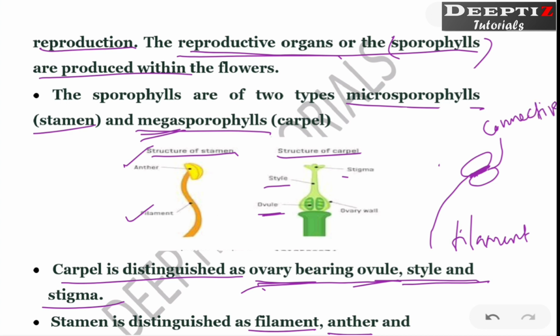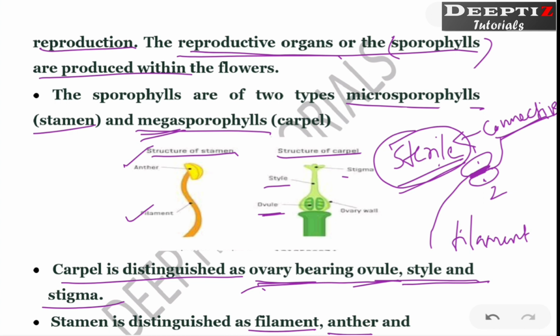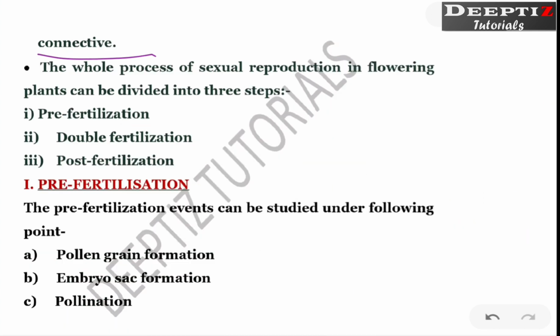So what are connectives? Connectives are the structures which connect two lobes of the anther together. This is the first lobe, this is the second lobe. These are connected by the connective. Now you need to remember one thing. This connective is a sterile tissue. What is the meaning of sterile? Unable to reproduce. So the meaning here is that connective is the tissue which connects two lobes of the anther, but it does not participate in the process of reproduction. So this is a sterile tissue. Sterile means unable to reproduce. Fertile means able to reproduce.